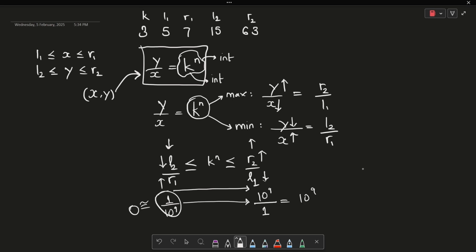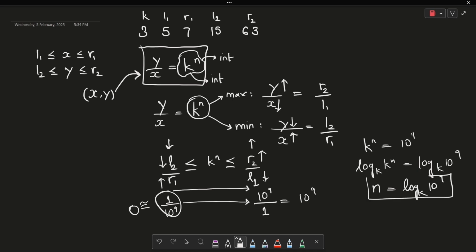Okay. Now if I say that in the worst case k to the power n is 10 to the power 9, so if I take log base k, I can say log of 10 to the power 9 base k comes out to be n. So log of 10 to the power 9 to the base k can be the maximum value of n. So we can do one thing. We can iterate from 0, 1, 2, likewise, till log of a particular number to the base k. And this particular number can be, in the worst case, 10 to the power 9.